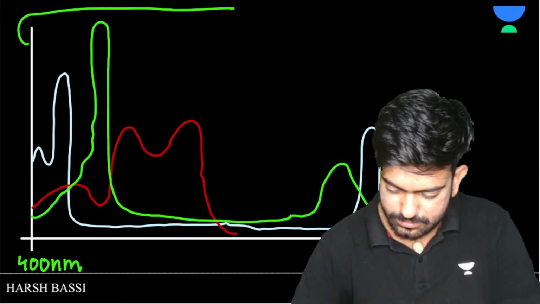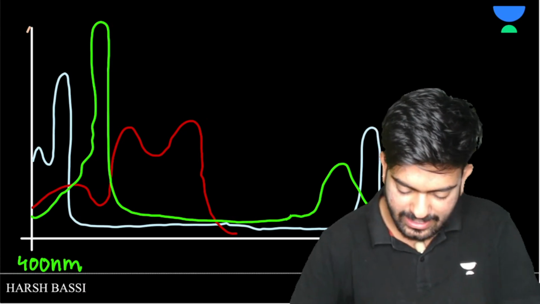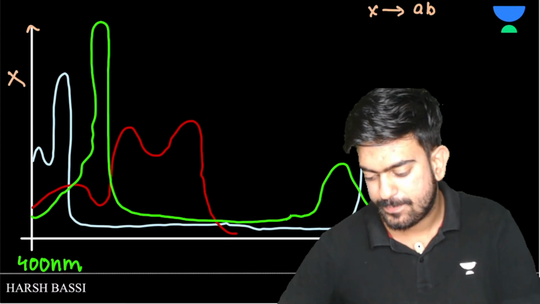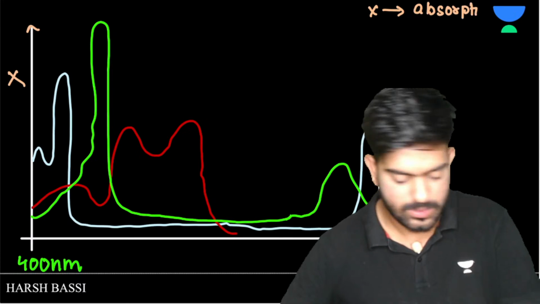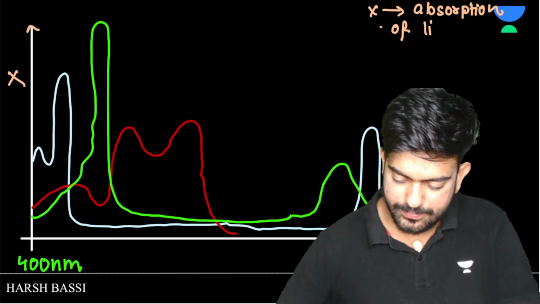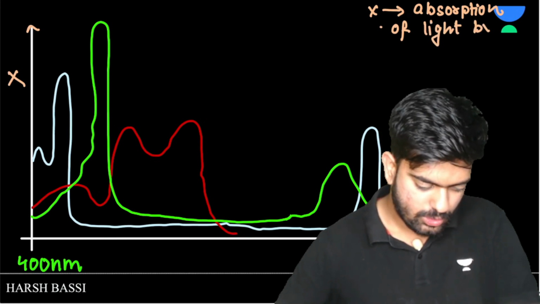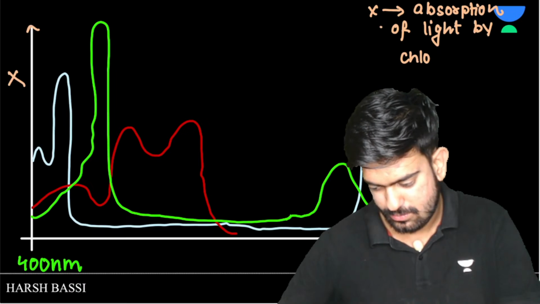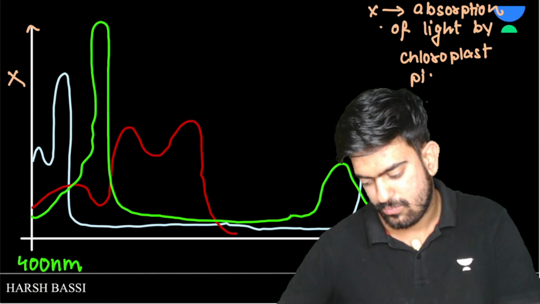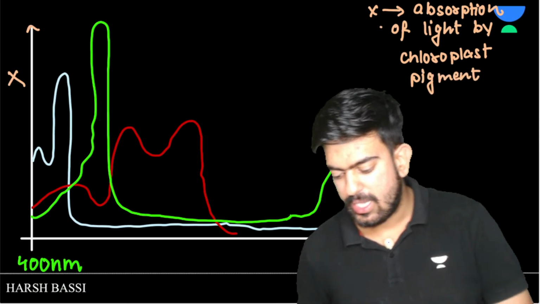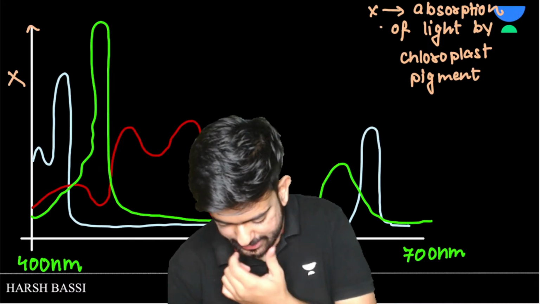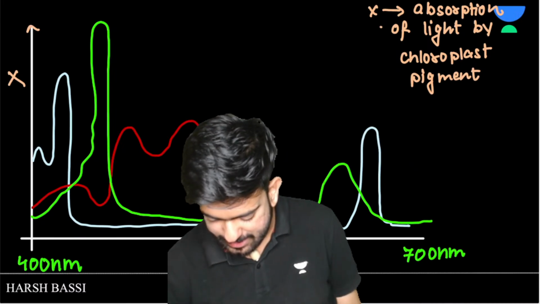I will write here. So Y represents what? Absorption of light by chloroplast pigment. Okay, absorption of light by chloroplast pigment. Clear to everyone? Great, sir. Absorption of light by chloroplast pigment.